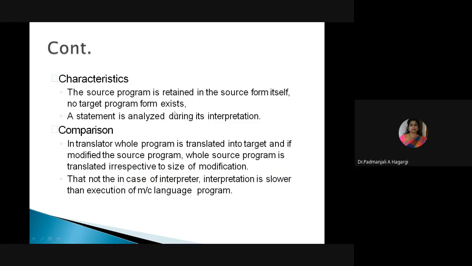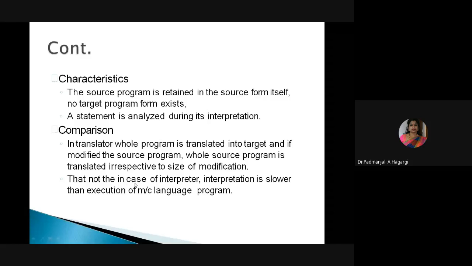The characteristics are shown here. The source program is retained in the source form itself. No target program form exists. A statement is analyzed during its interpretation. In comparison, in the translator the whole program is translated into the target, and if modified, the whole source program is translated, irrespective of the size of the modification.